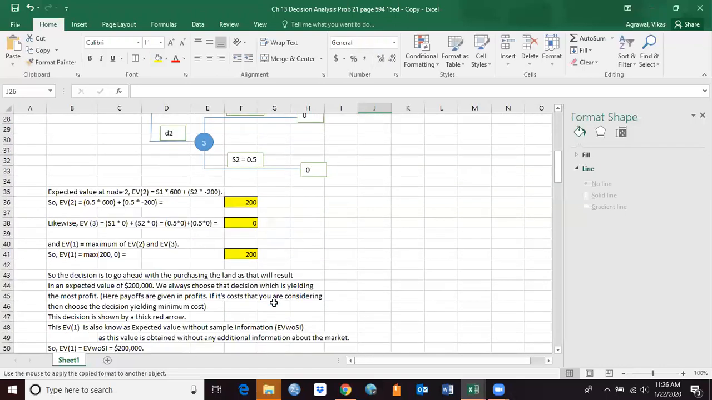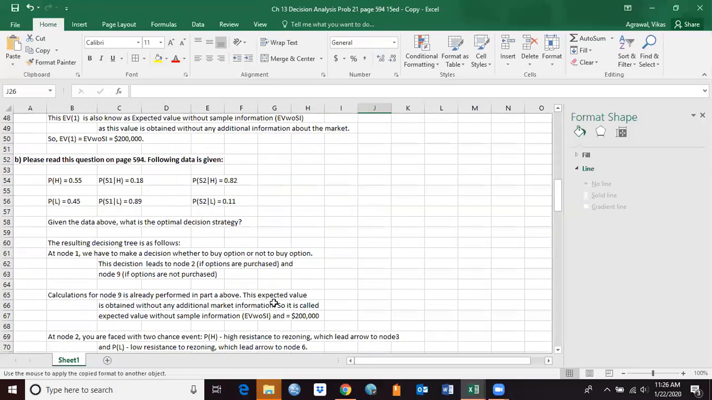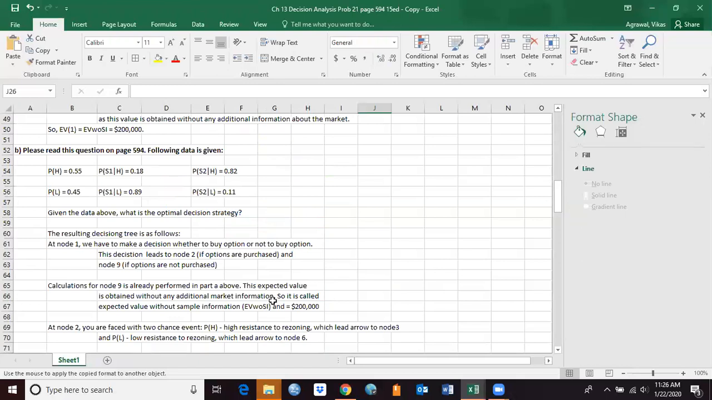Now let's go to part B here. Part B says that this investor has an option to buy some additional market information. So basically, he has to pay money for this particular option. But this will give him more information about the market. So what do we mean by more information about the market? Well, let's say historically we have this information here.